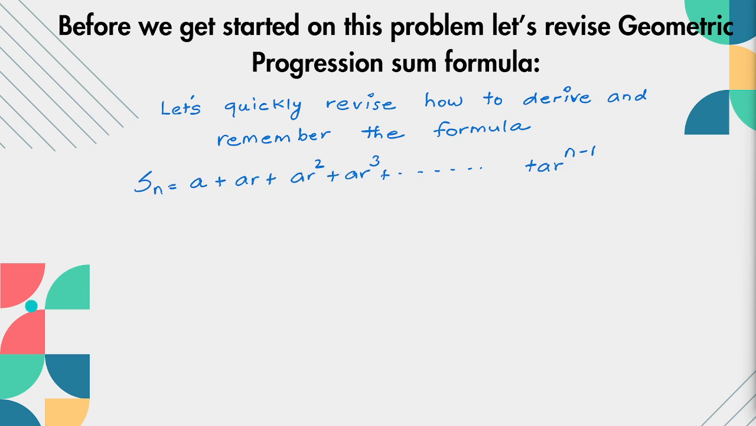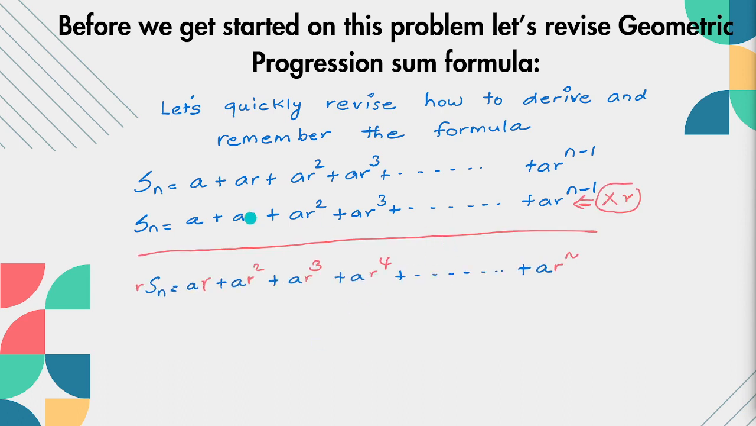So I'm going to pull up a standard geometric progression. It is Sn equals a plus ar squared plus ar cubed all the way up until ar to the power of n minus 1. Then I'm going to pull up another one, and what we're going to do is multiply r to this series, and the new series is r times Sn equals ar plus ar squared plus ar cubed plus ar to the power of 4 all the way up until ar to the power of n.